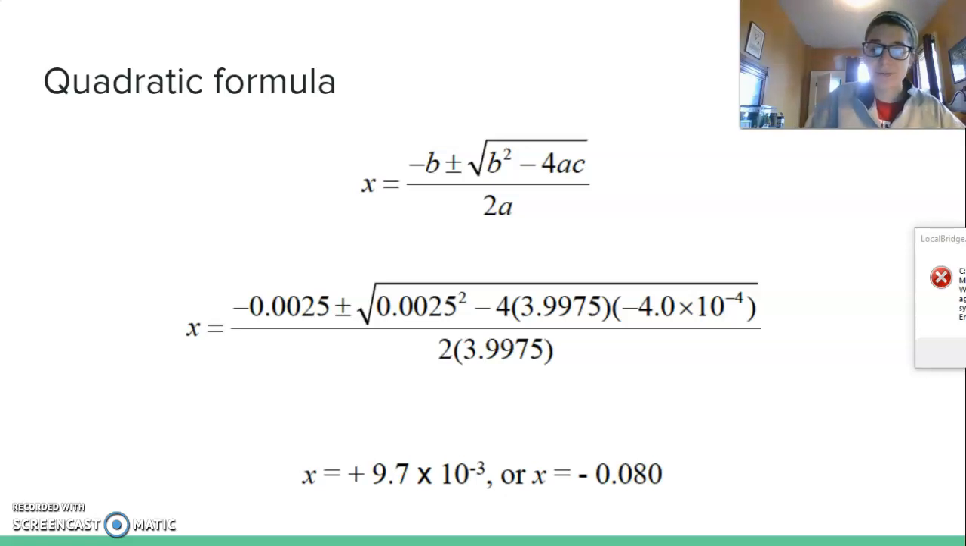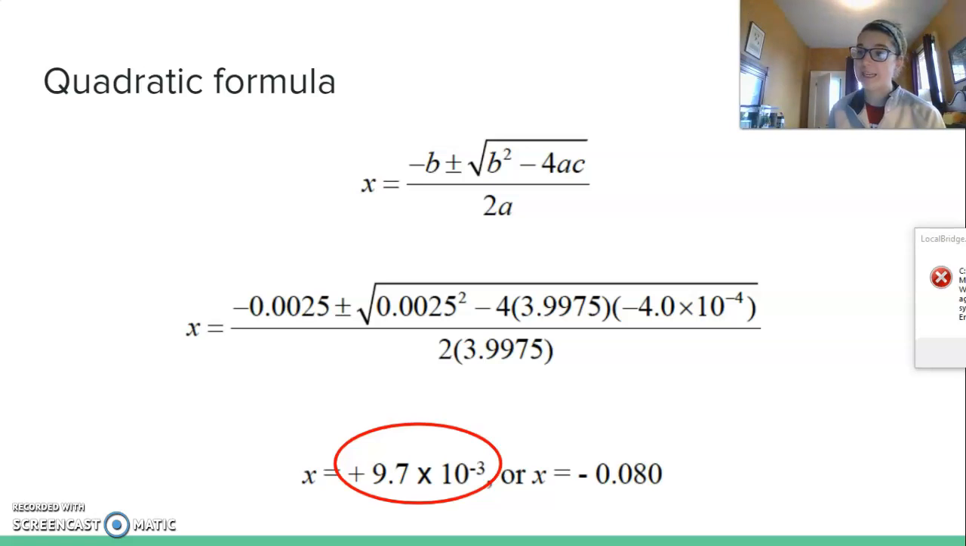So now how do I know which one to choose? What does x mean? x is equal to, in this case, pressure, or maybe concentration, depending on which K value you are finding. Concentration and pressure can't be less than 0, so we can't have a negative value for that. So we're going to go with the positive value, 9.7 times 10 to the negative 3.